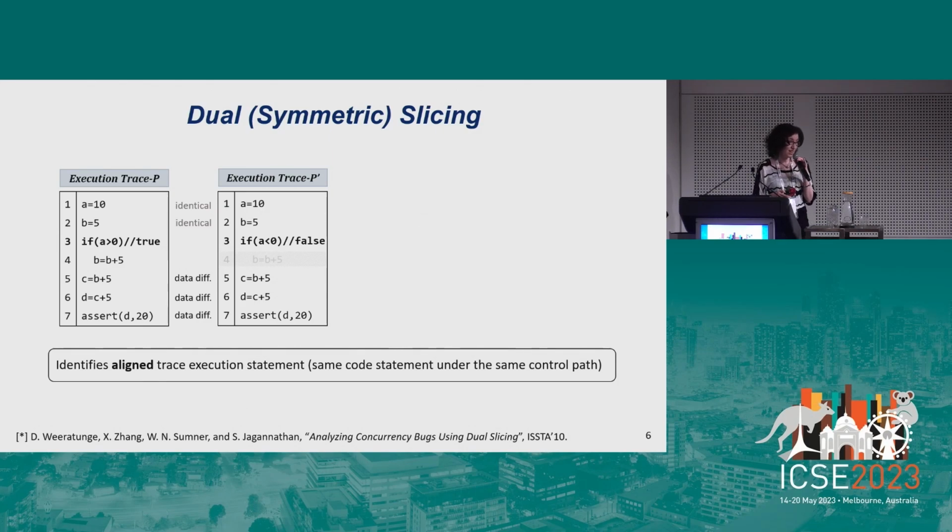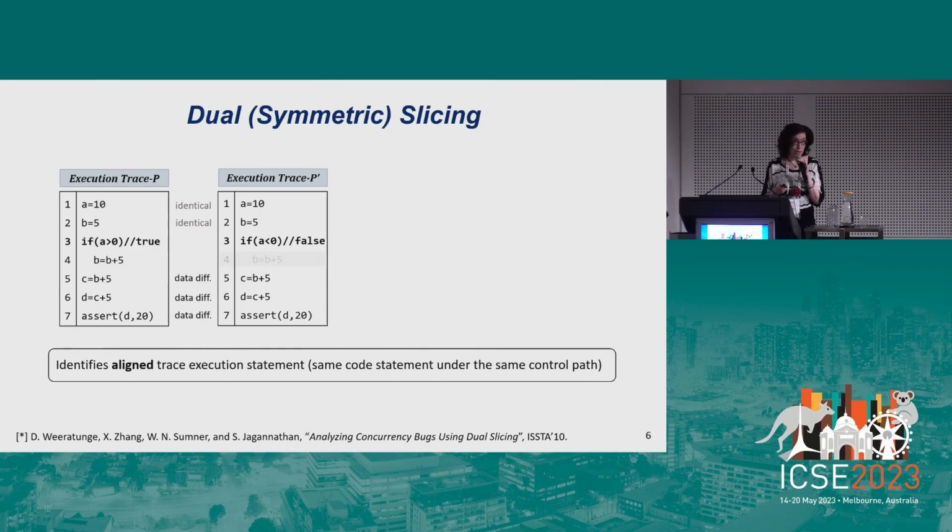It first aligns execution statements in both traces, and two statements are called aligned if they correspond to the same code statement and are also executed under the same control path. You can see in this example, all statements besides the one in line 4 are aligned, and the one in line 4 is only executed in the old version, but not in the new version. Now, aligned statements can further be divided into identical, which means that they operate over the same data, or otherwise they are called data divergence. So statements in lines 5, 6, and 7 are data divergence.